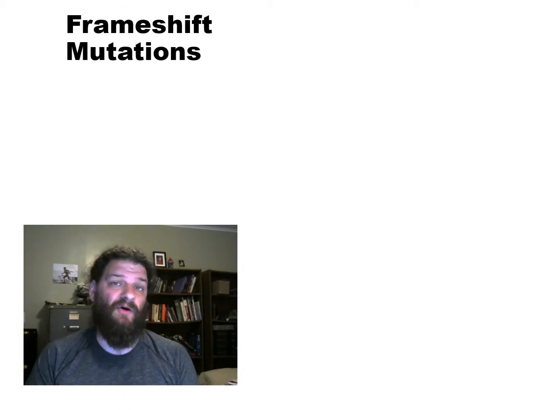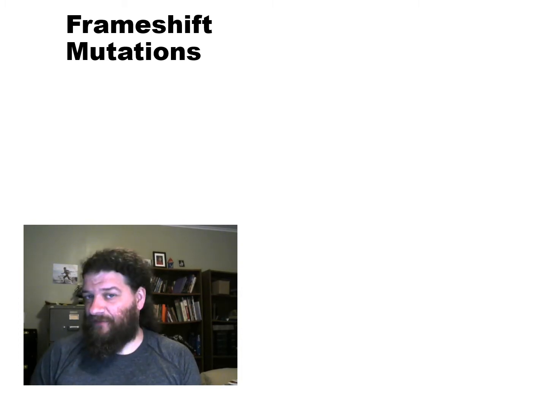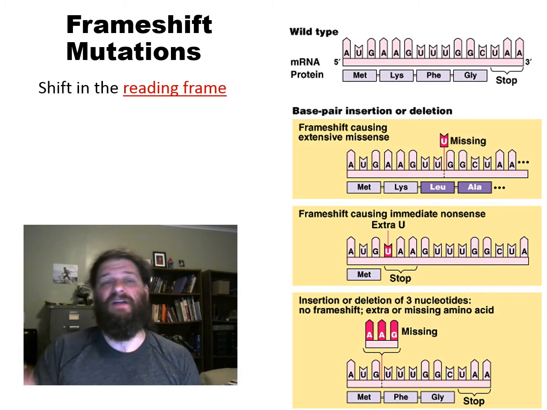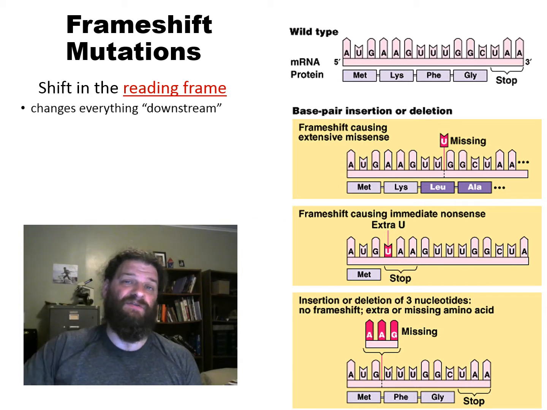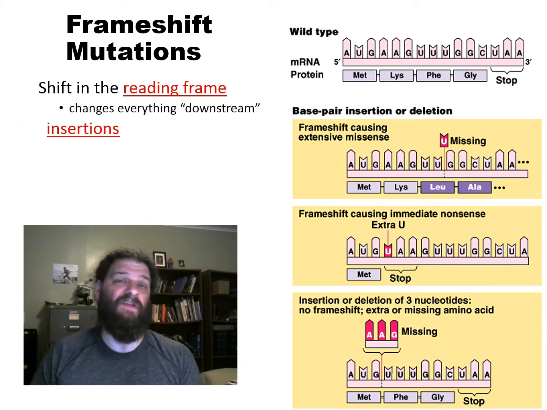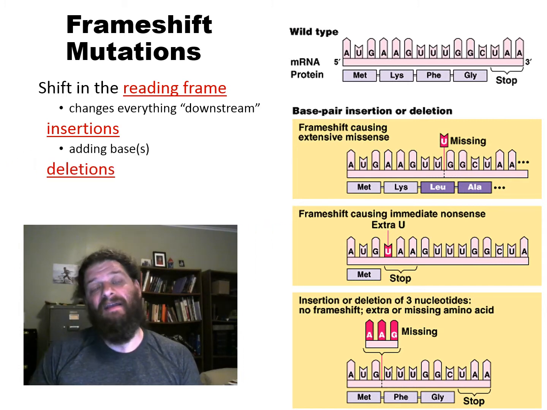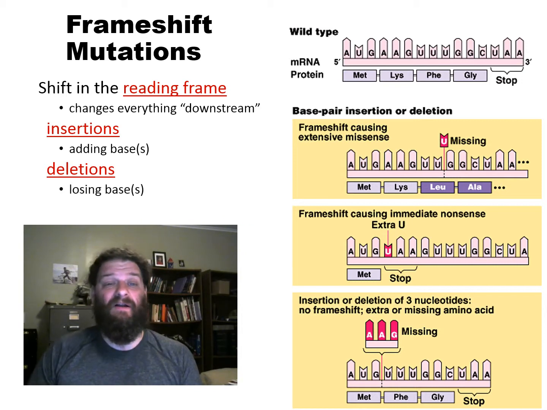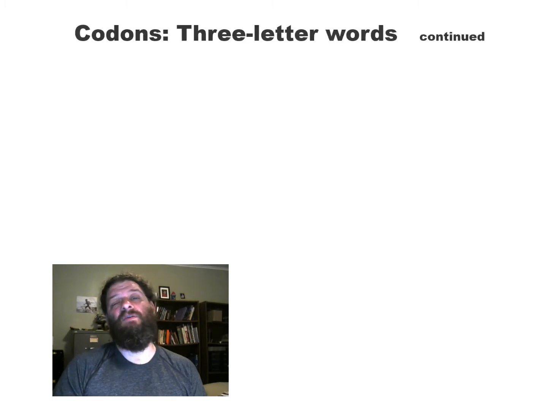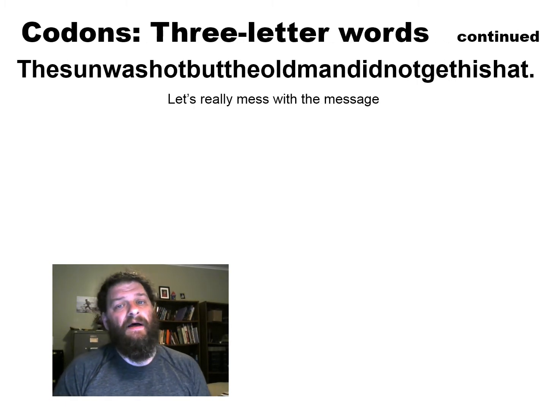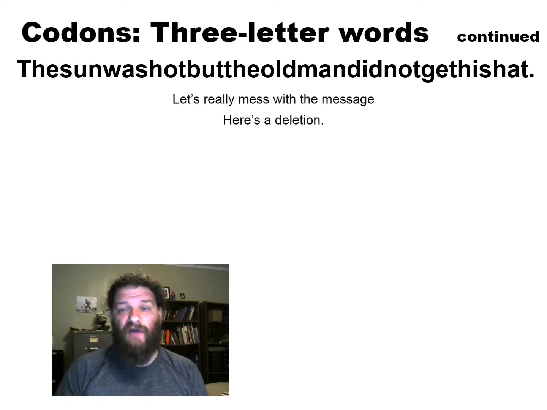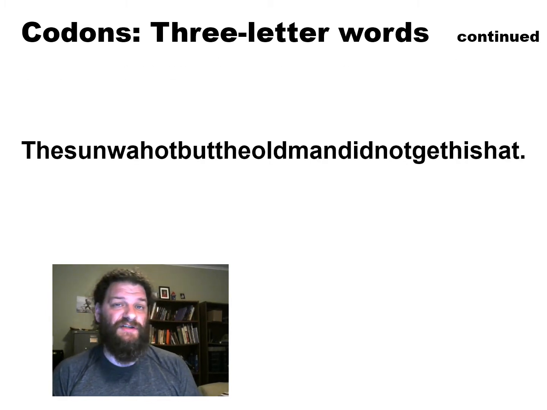Where substitutions tend to only affect one codon, if at all, frameshift mutations affect each and every codon downstream from the mutation itself. These involve either insertions, where we're adding a base that isn't supposed to be there, or taking one out that is supposed to be there through a deletion. To show how this works, let's go back to our old man in the sun without his hat. And let's really mess with the message. I'll do a little deletion.